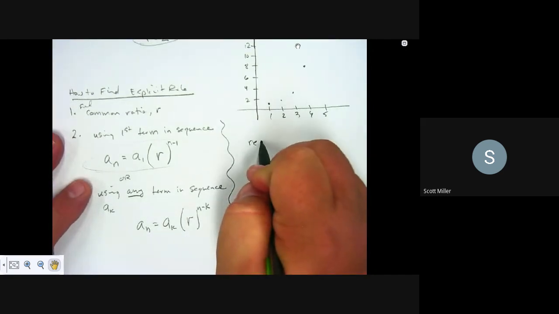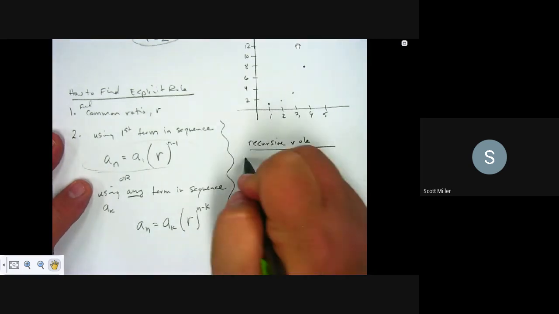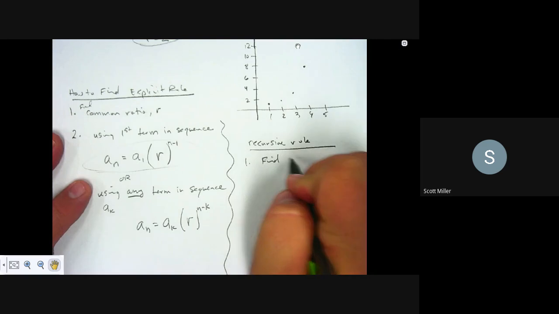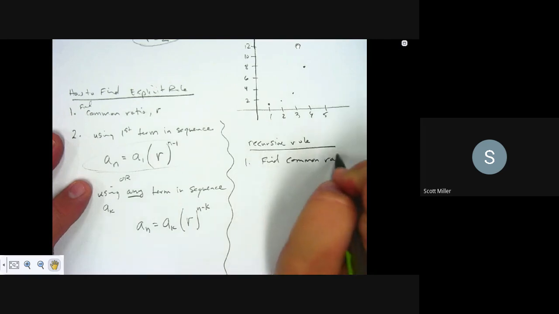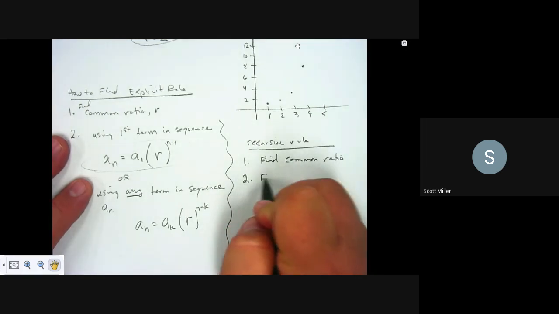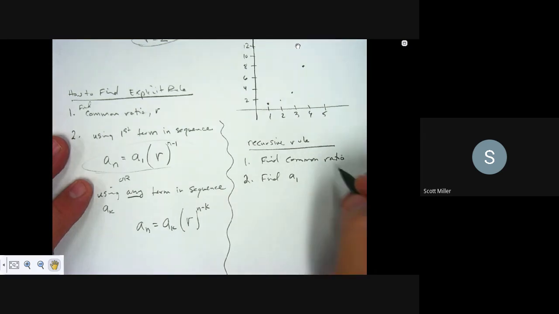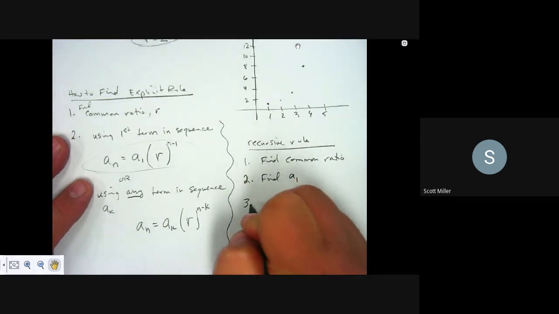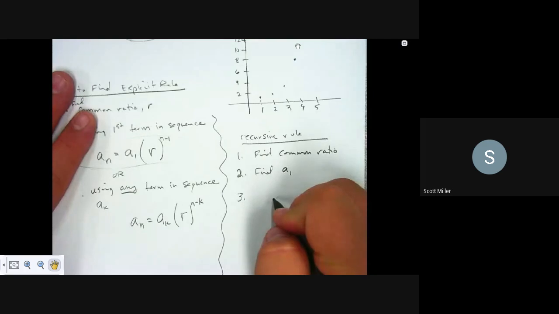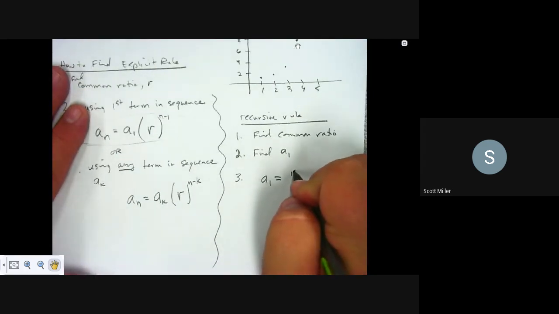For the recursive rule, again, you want to find the common ratio. Okay? And then you need to find or identify a sub 1, the first term. And then once you have that, then you can write your rule. You need to have a two-part rule. A sub 1 equals, and then this is the first number in the sequence. Okay, so that's what you're going to put right here.